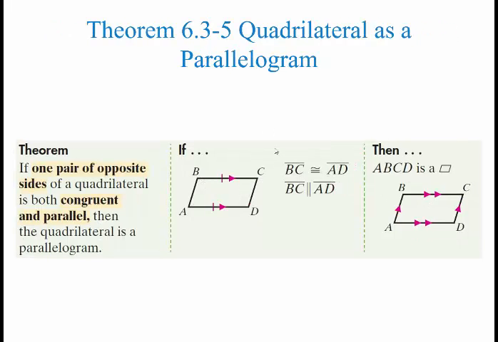Another one, if one pair of opposite sides of the quadrilateral is both congruent and parallel, then the quadrilateral is a parallelogram. So if we're able to show that BC is congruent to AD, so they have the same length, and they're parallel, then it must be the case that ABCD is a parallelogram.